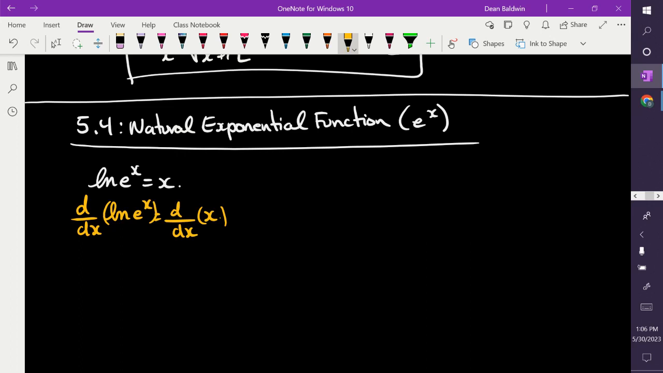All I did was write out that we're going to take the derivative of each side. So what's the derivative of a natural log function? 1 over the stuff inside, right? So we're going to get 1 over the stuff inside, which is e to the x, times the derivative of that stuff inside, that's u prime, essentially. So times the derivative of e to the x.